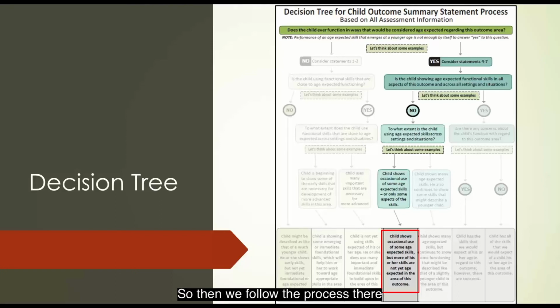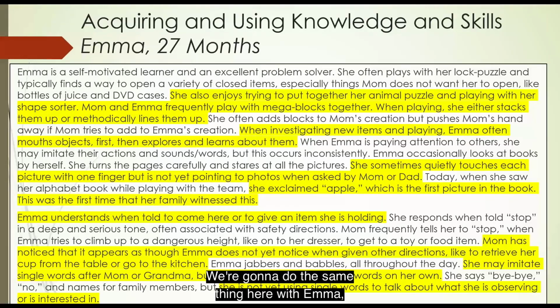So then we followed the process there that led us to determining this rating. And that's pretty repeatable across teams and across individuals. We follow that same process there. And the examples that we provided in the summary and of age-expected skills helped lead us to this conclusion. And we built in places for the family to participate and give us their opinion. We're going to do the same thing here with Emma, looking at hers.